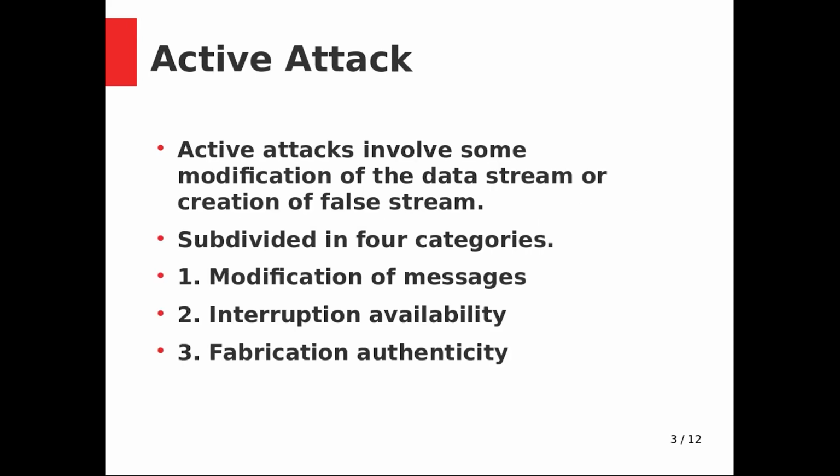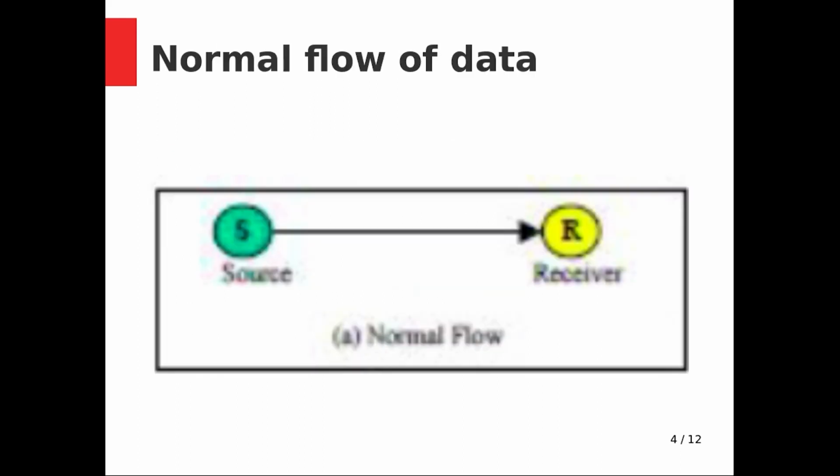Active attacks involve some modification of data or creation of a false stream. It can be divided into 4 categories: modification of message, interruption (availability) and fabrication (authenticity). This is the normal flow of data from source to destination receiver. No problem: the data which is sent by the sender is received by the receiver properly.